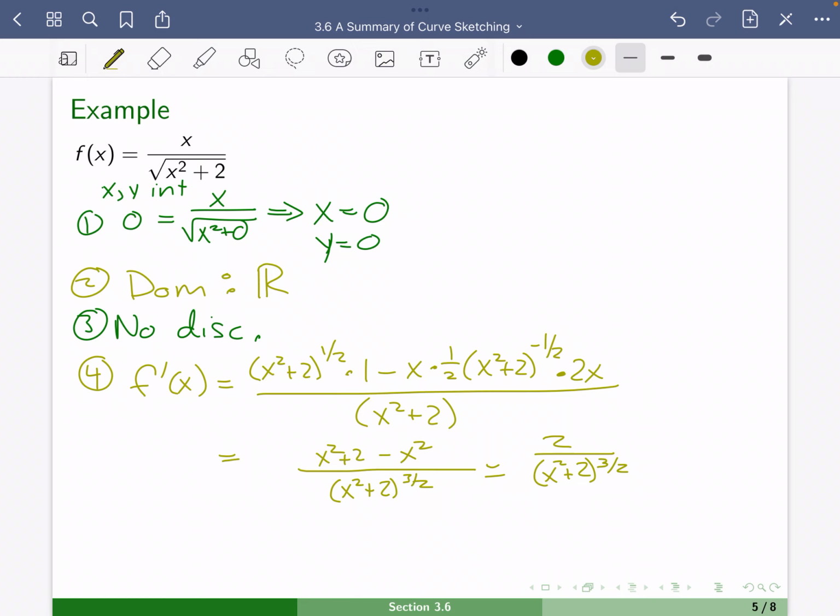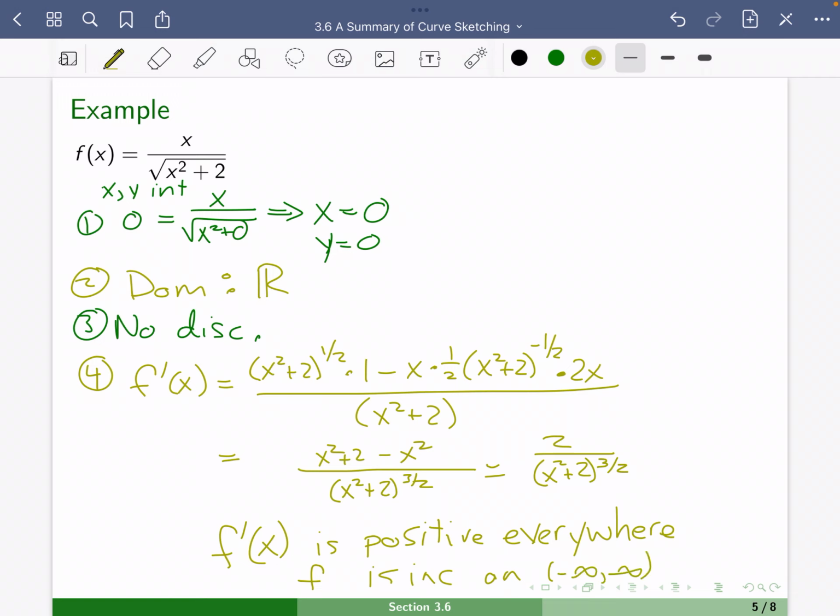We want to think about what values would make this derivative 0 or not exist. That denominator is always going to be positive and larger than 0. So we're never going to get anywhere where this is 0 or does not exist. This derivative, f prime, is positive everywhere. Because it's positive everywhere, f is increasing on the interval from negative infinity to infinity.